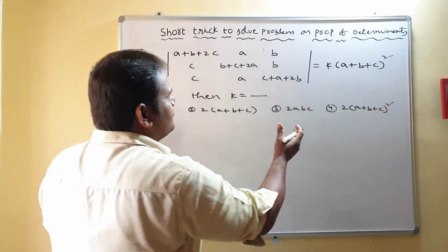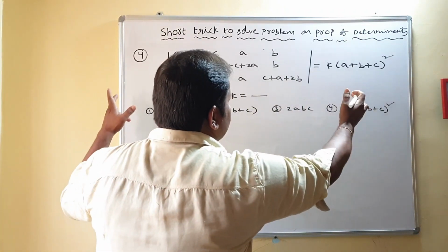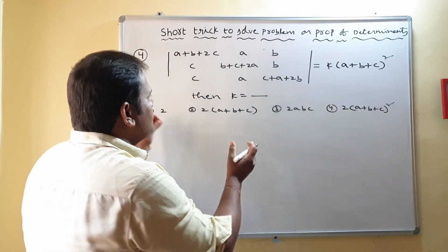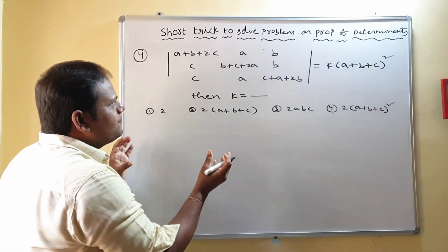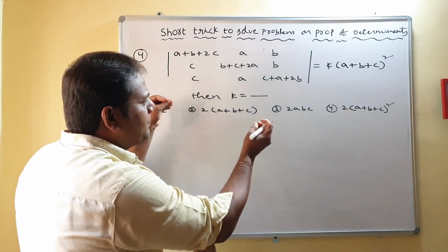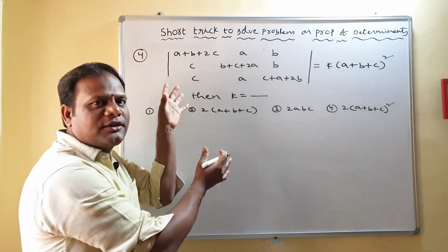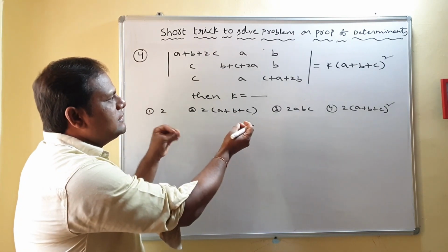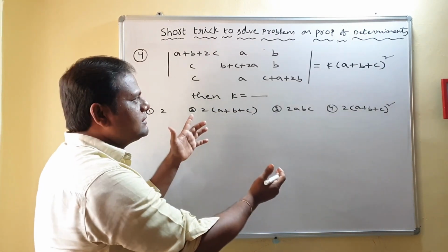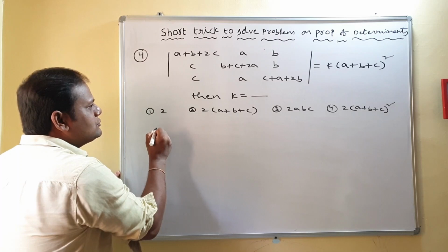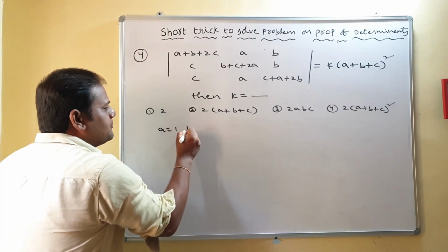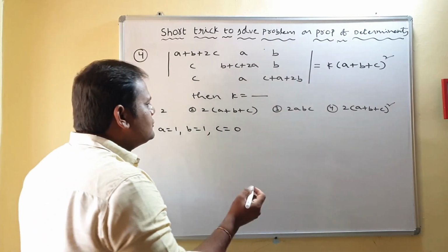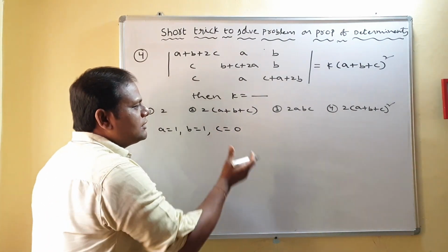Coming to this problem, they have given one equation and are asking for the k value. To get the k value, here also there is no need of applying any properties of determinants. Simply choose some values for A, B and C and then you can give the answer. So here I am going to choose A is 1, B is 1 and C is 0. You may be confused why C is 0, why C is not 1.